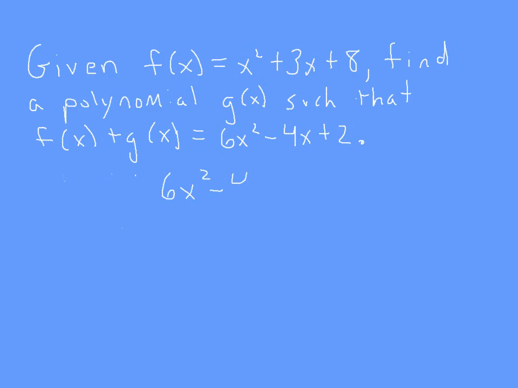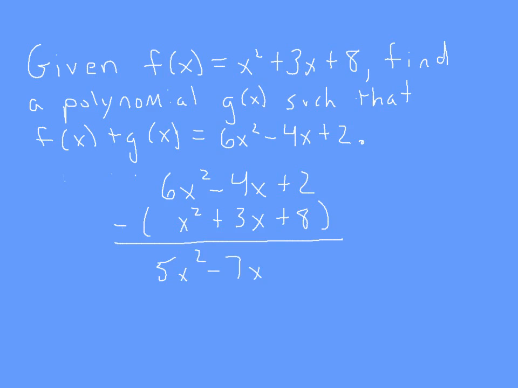So now what I'm going to do is take the answer piece, the 6x squared minus 4x plus 2, and I'm going to subtract f of x. Remember to line up like terms. And remember, we're subtracting, so we do want to think about a parenthesis there. Draw my line. 6 minus 1 would give me 5x squared. Negative 4 minus 3 would give me negative 7x. And 2 minus 8 would give me negative 6. This is the answer for what we're looking for, g of x.